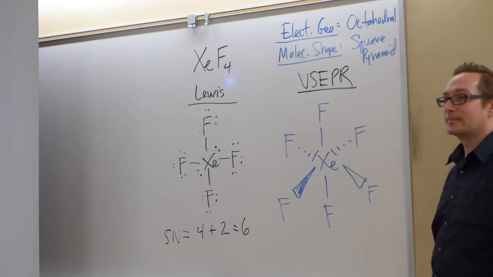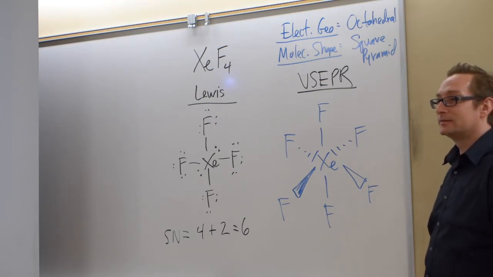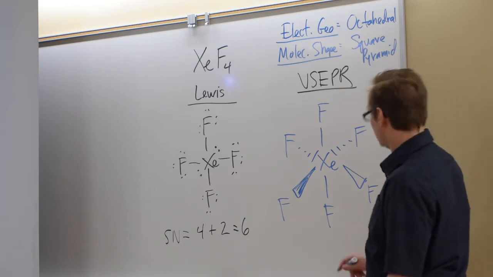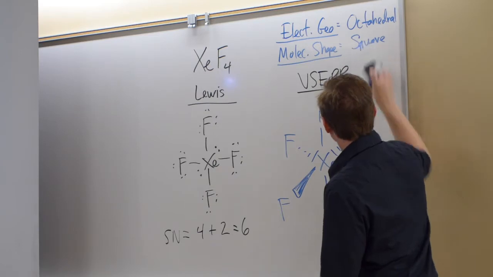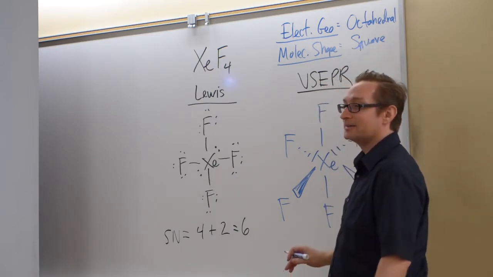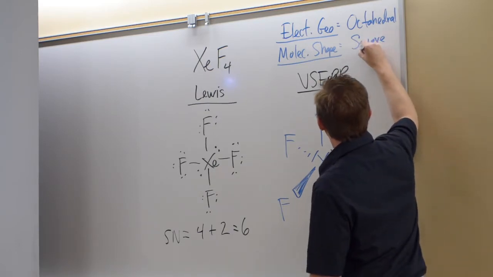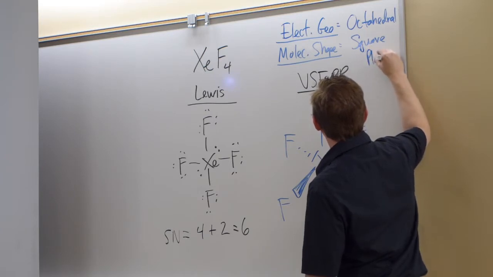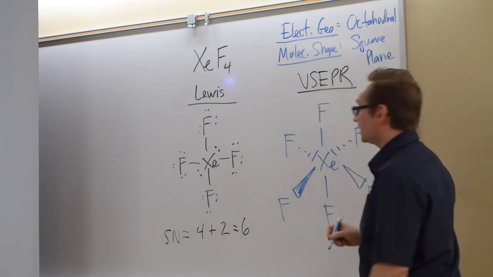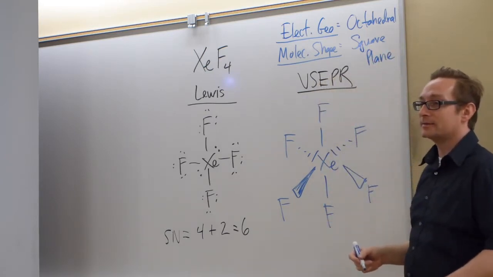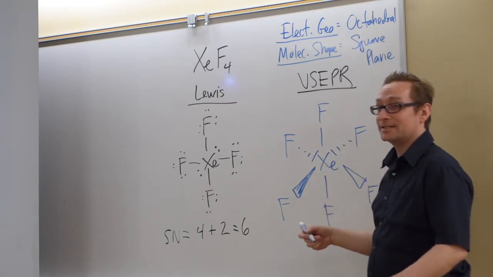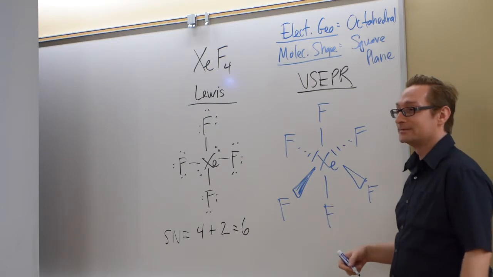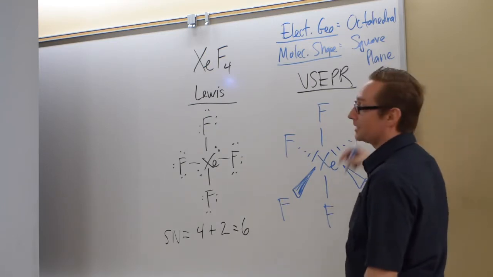Why would it be a square pyramid? Just 2 lone pairs. It's not a square pyramid. Thank you, good catch. It is a square plane. I still haven't gotten over the bipyramid yet, so sometimes I do that. You might do that too, just by accident, even if you know it. Anyway, so it's a square plane, not a square pyramid.